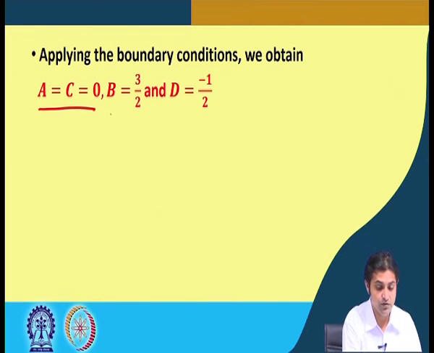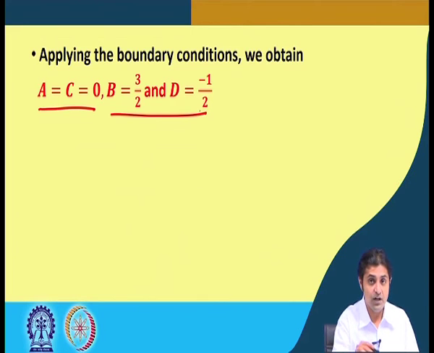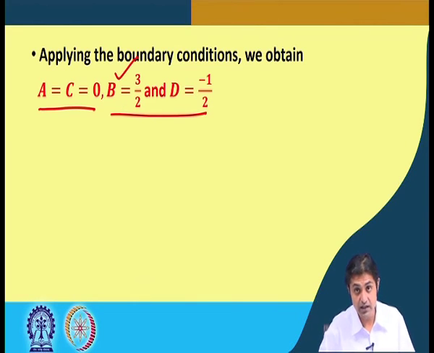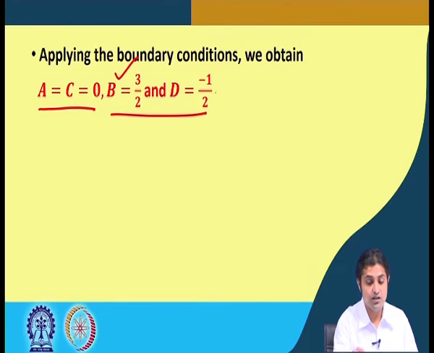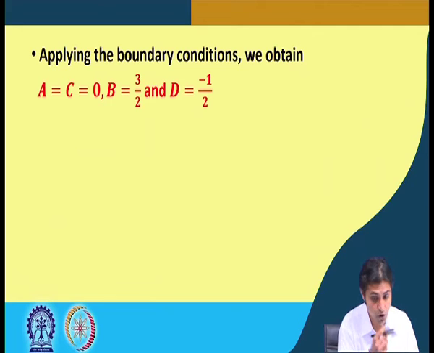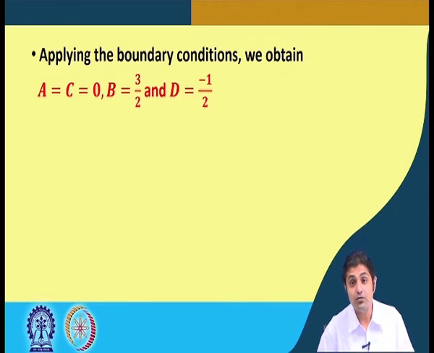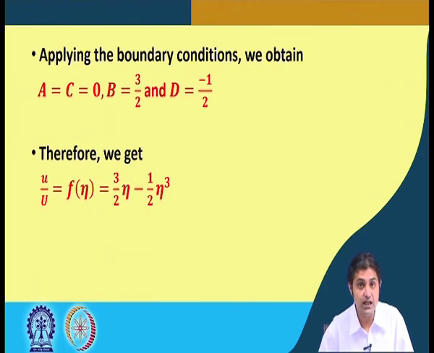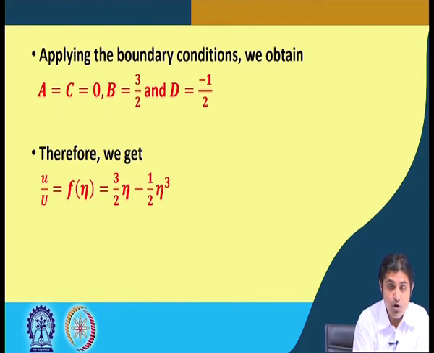Substituting the third and fourth, the third one where we have to differentiate once will give us this condition. You can try this at home, and the fourth condition will give us d is equal to minus half. So those four boundary conditions are used to solve for these values of a, b, c and d. Therefore, we can simply write that u by capital U, which is the free stream velocity, is given by 3 by 2 eta minus half eta cube.